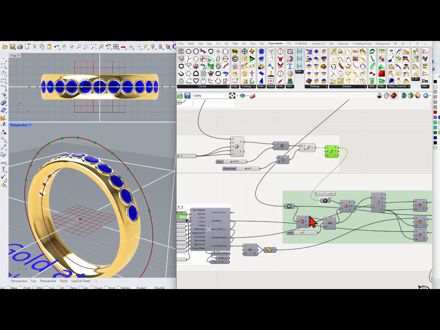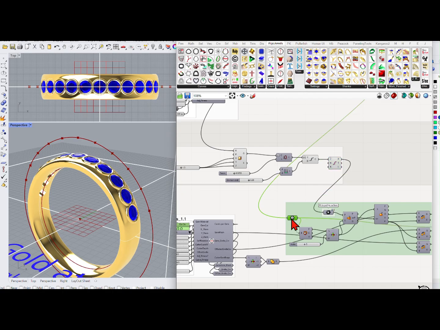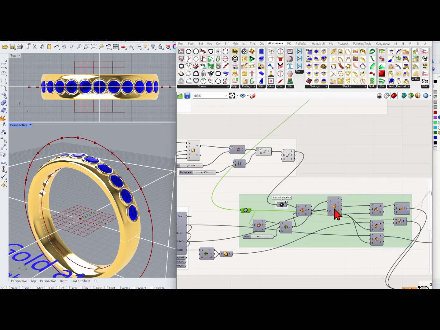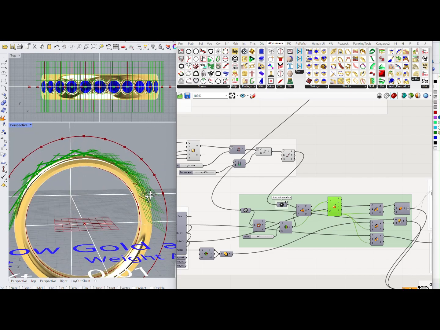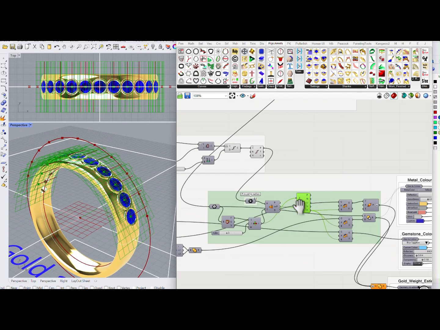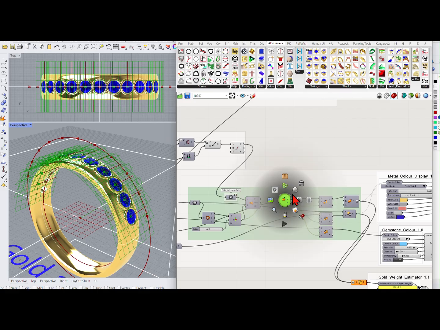We need a surface. We're taking the wedding band and breaking it into pieces by exploding it. We're finding the surface that we want to pull the points to, and then we create these points.